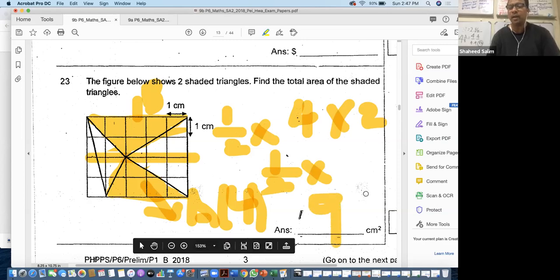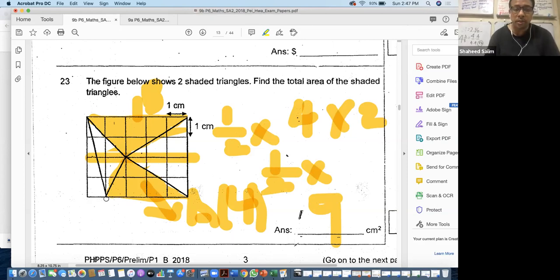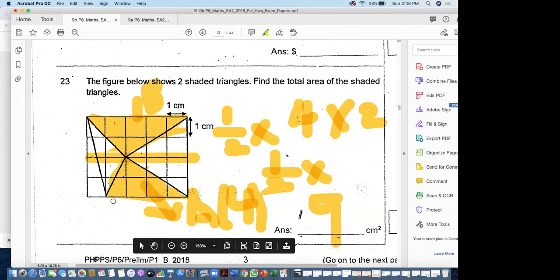Rayhana, you do understand? No? I was just explaining, so you don't get it. Okay, now down here, you can see this is a triangle. What is the base, Rayhana? The bottom side. How many squares? How many cm? 4. So 1, 2.